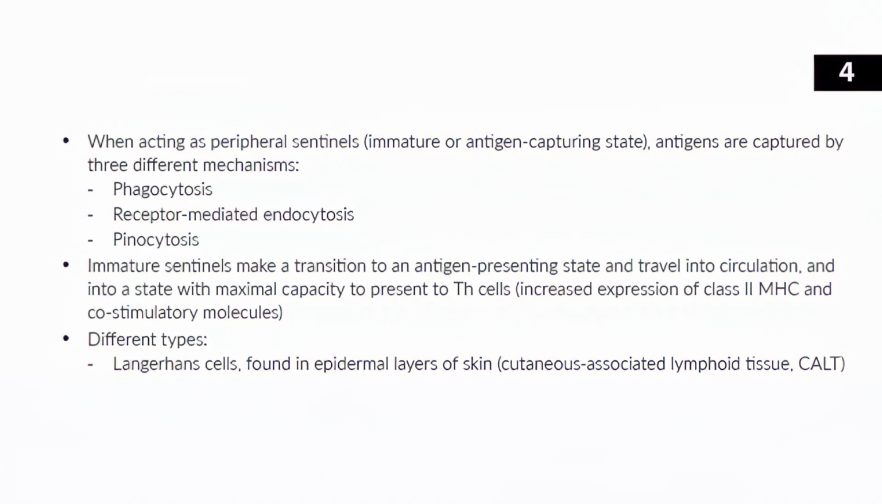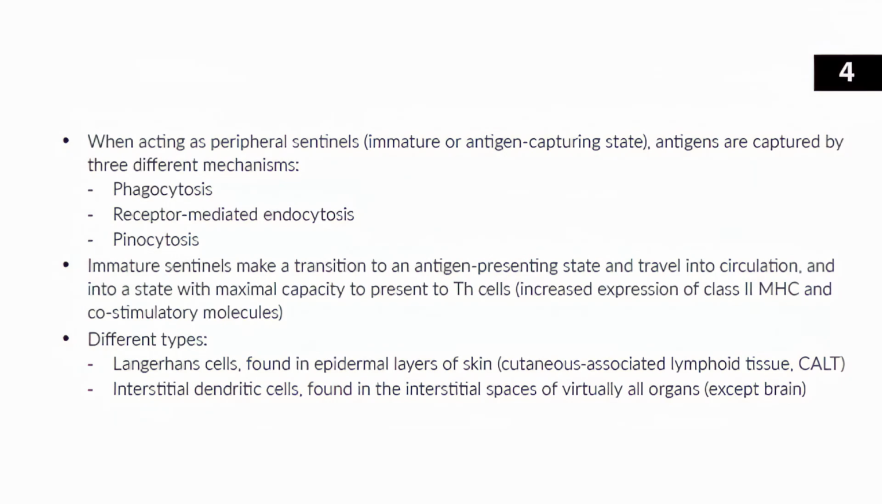A Langerhans cell is a dendritic cell that's found in the epidermal layers of the skin. Sometimes it's referred to as cutaneous associated lymphoid tissue, or CALT. So the Langerhans cell is a type of dendritic cell that hangs out in the epidermis, and again, once it finds an antigen, it's going to change shape and migrate to the lymph nodes. And then in the interstitial spaces of your organs, except the brain, you have interstitial dendritic cells.